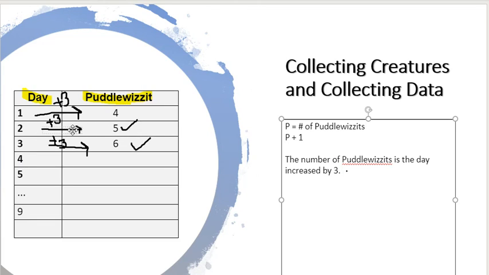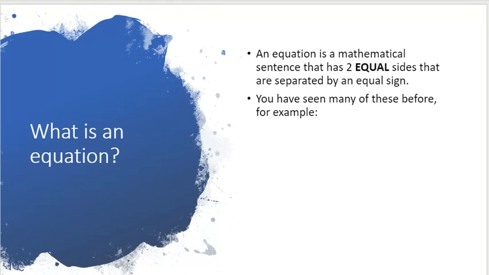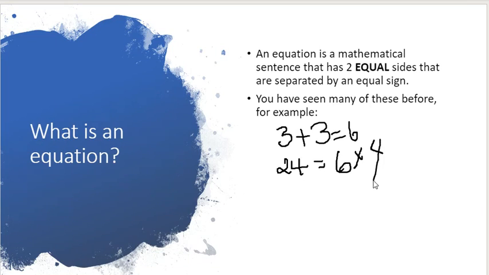But I want to create an equation, something a little bit simpler, to take all these words and transform it into simple mathematical language. But first, what is an equation? An equation is a mathematical sentence that has two equal sides that are separated by an equal sign. You may have seen these before. For example, from our t-table, we know that 3 plus 3 equals 6. The left side of the equation, 3 plus 3, is equal to the right side, which is 6. We can also look at it like this. 24 is 6 times 4. The left side is 24, and the right side, 6 times 4, equals 24.